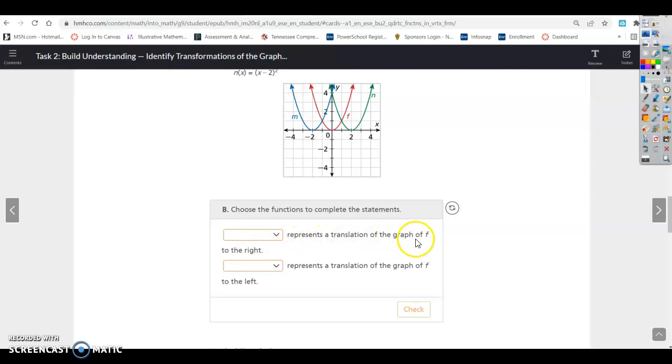Blank represents a translation of the graph f to the right. All right, so this is left, this is right. So to the right would be our function n. Blank represents a translation of the graph to the left. You can see the red moves to the left and it becomes m, our function m.